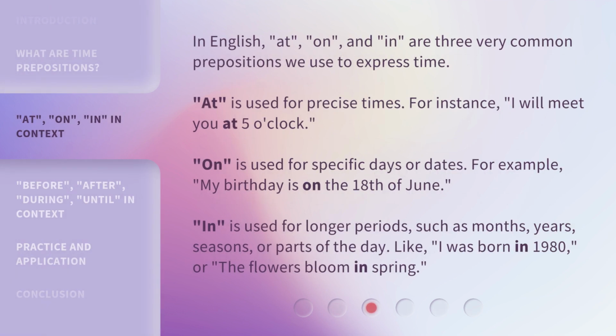In English, at, on, and in are three very common prepositions we use to express time. At is used for precise times. For instance, I will meet you at 5 o'clock. On is used for specific days or dates. For example, my birthday is on the 18th of June.